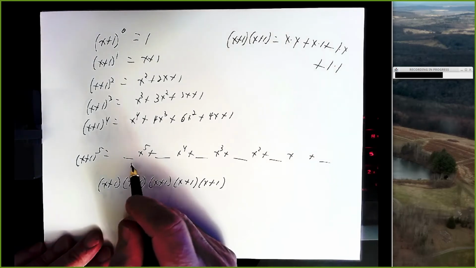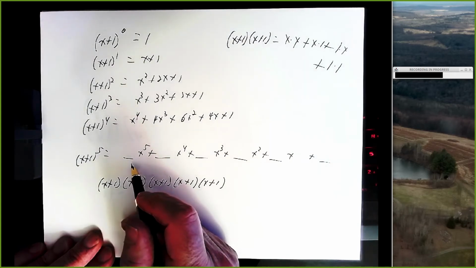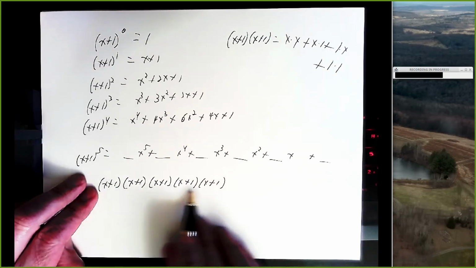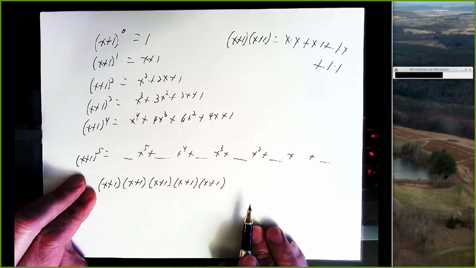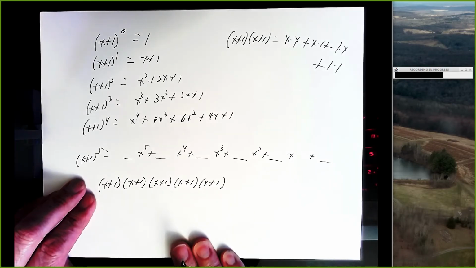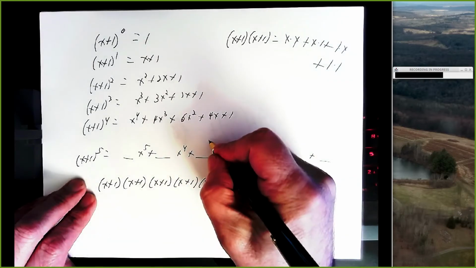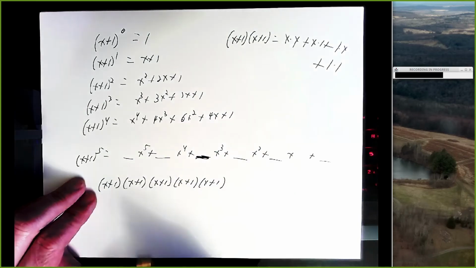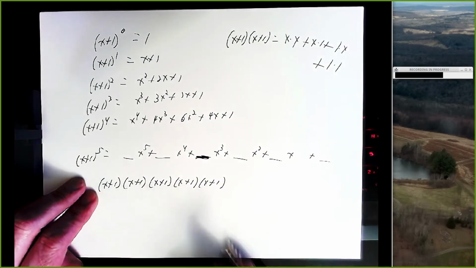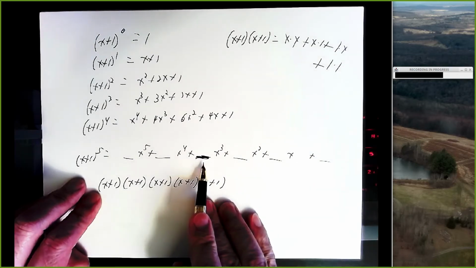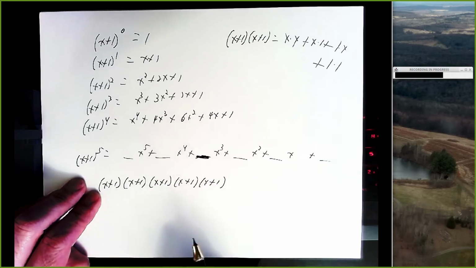Now, I don't know what I'm going to get in front of my x to the 5th, but it's going to be what I get when I add up all the different ways of picking things out of these 5 terms, such that I end up with 5 x's. All right. Well, let's look at one of these middle terms. Let's look at x cubed. Now, if I decide to take x times x times x times x times x, I'm going to get an x to the 5th. That's not going to affect my coefficient here. If I pick 1, 1, 1, 1, 1, I'm going to get x to the 0. That's not going to affect my coefficient here.